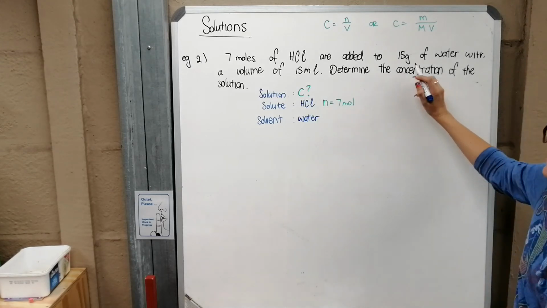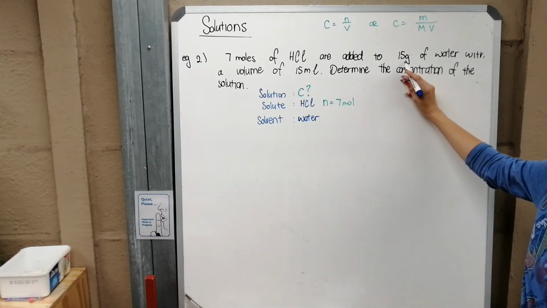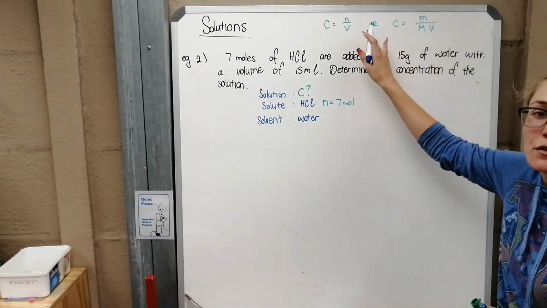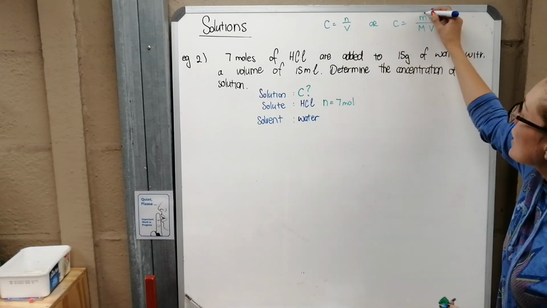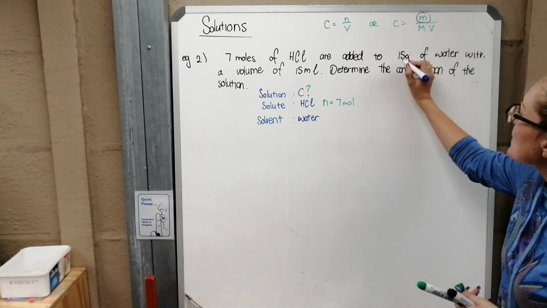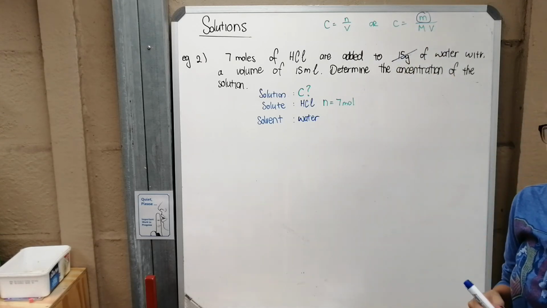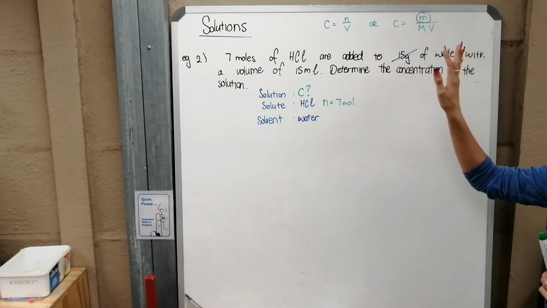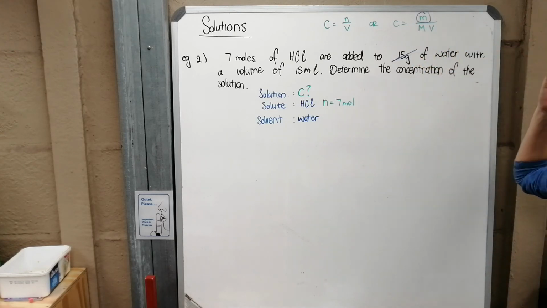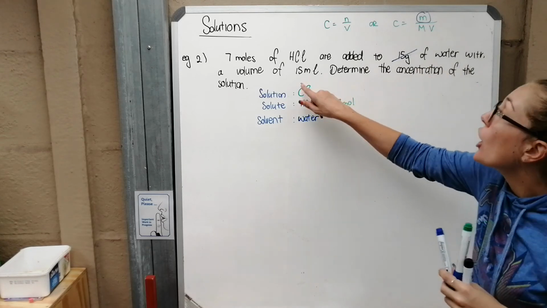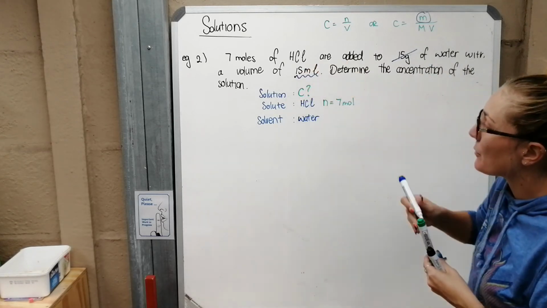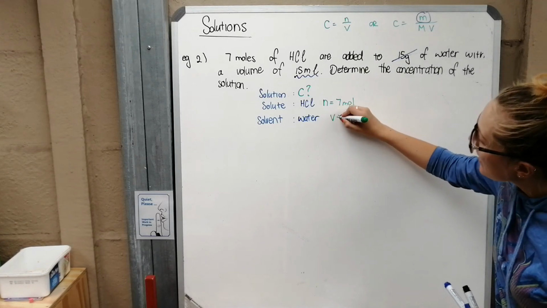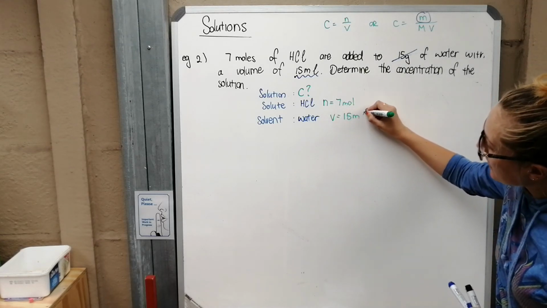And they've given us the mass of water. Anywhere in this formula is there a space for the mass of the solvent? No. This m is the mass of the solute. So this 15 grams of water is completely irrelevant. We do not use it. There's no space for mass of solvent in our formula. So we've got 15 grams of water. Cool, don't care. With a volume of 15 milliliters, this is what I care about. So I know the volume of my water, the volume of my solvent, is 15 milliliters.